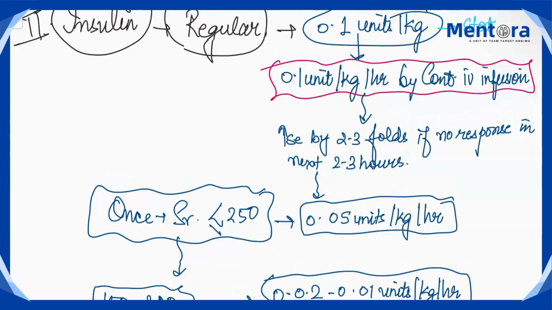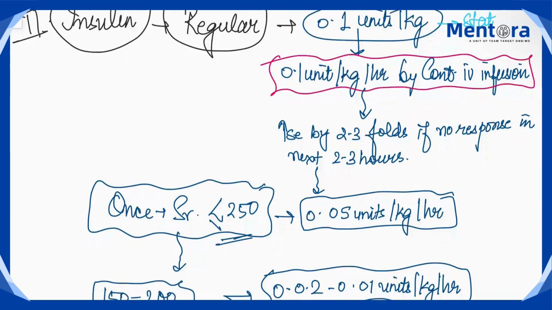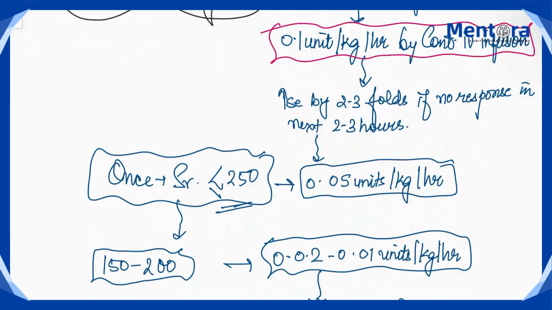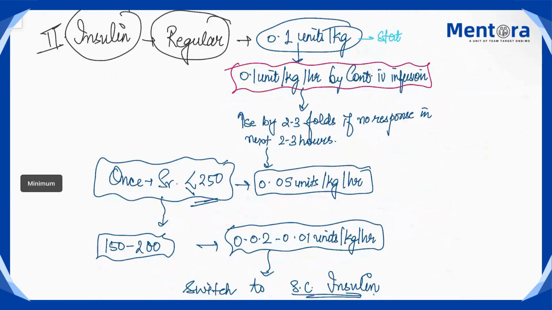Okay, so we'll start with 0.1 unit per kg stat dose, followed by 0.1 unit per kg per hour by continuous IV infusion. If in next 2 to 3 hours there is no improvement, increase by 2 to 3 fold. Once your serum glucose level reaches around 250, reduce the dose to 0.05 unit per kg per hour. Once the serum glucose level reaches up to 150 to 200, further reduce to 0.02 to 0.01 unit per kg per hour, and then switch over to subcutaneous insulin slowly and gradually. Okay, this is your second step for DKA management, that is your insulin.